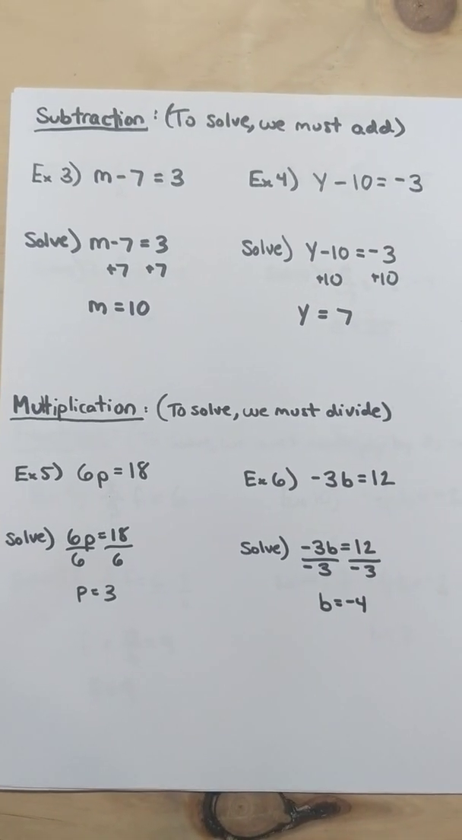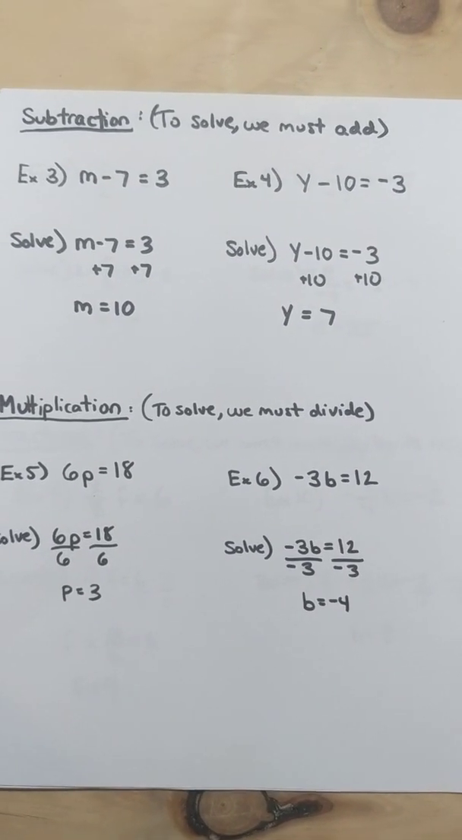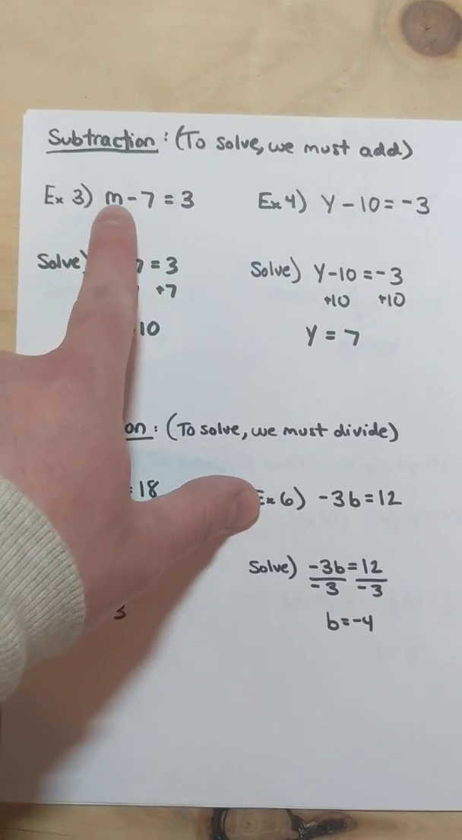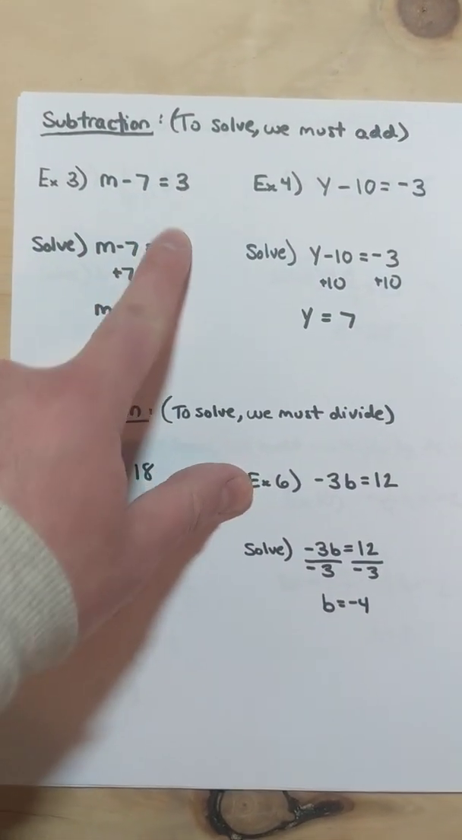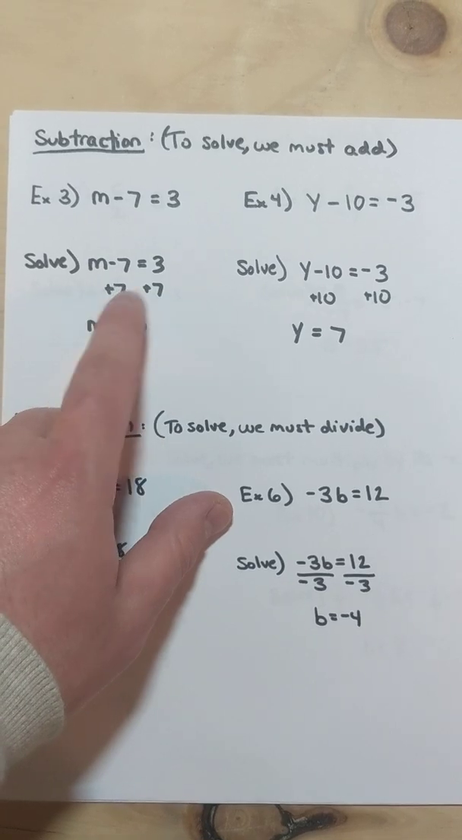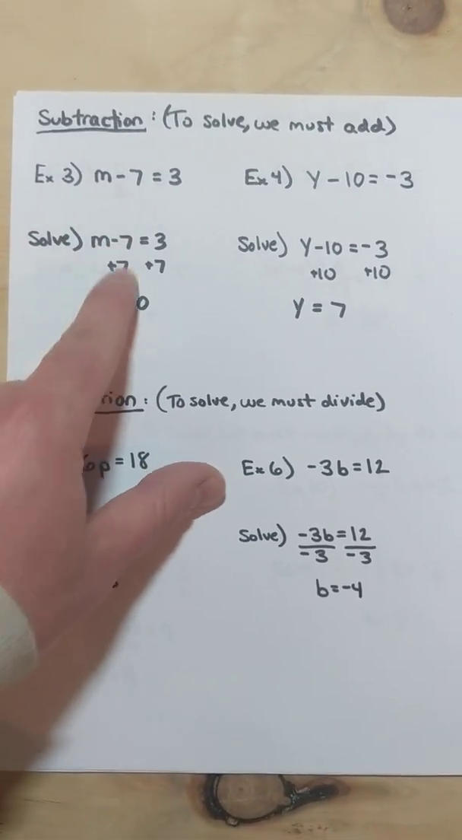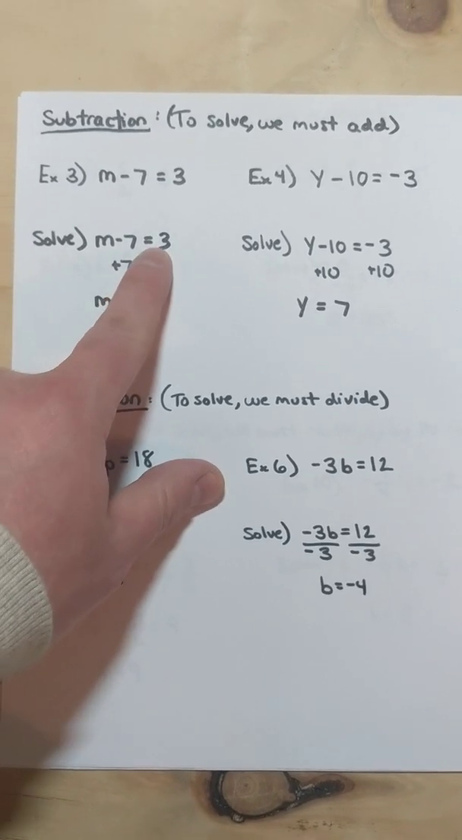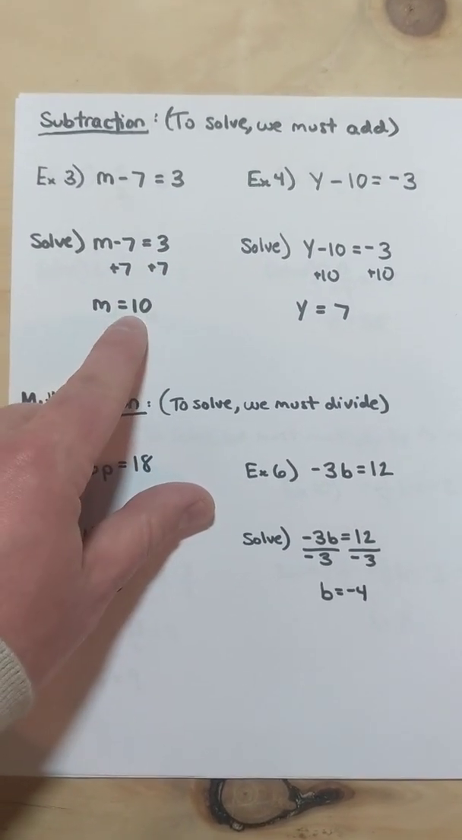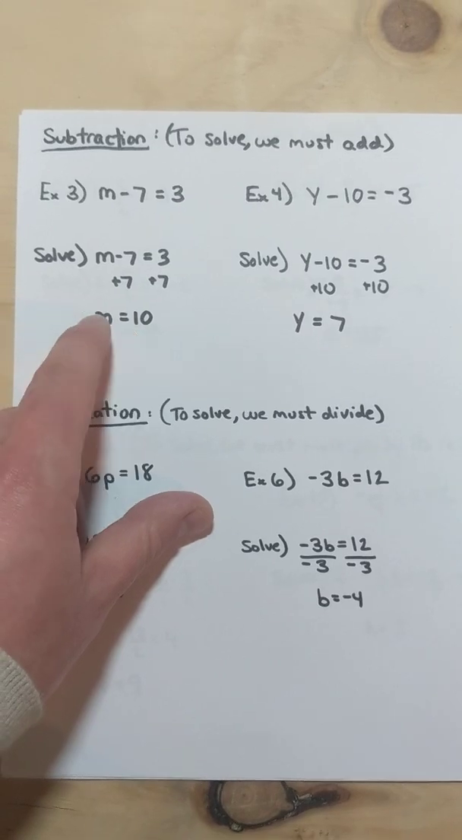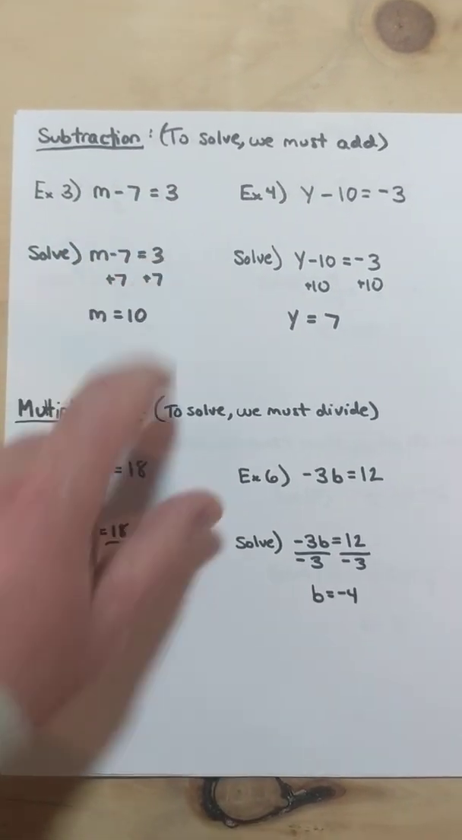When we see subtraction, to solve, we must add. So m minus 7 equals 3. I'm going to go ahead and add 7 to both sides. Adding 7 over here cancels out the negative 7 and the positive 7. Over here, 3 plus 7 is 10. So m must equal 10 to make this statement true.